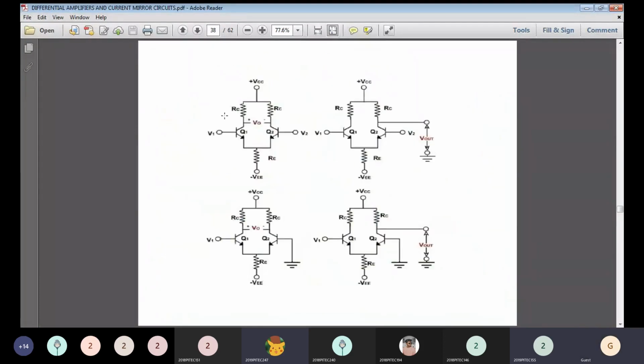So all four are displayed on one slide. That is four different diagrams of configuration. That is dual input balanced output, and dual input unbalanced output, where only one output is taken from one side. The next one is single input and balanced output, and the last is single input and unbalanced output.